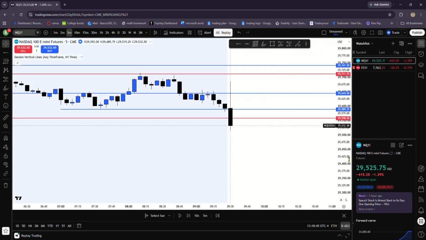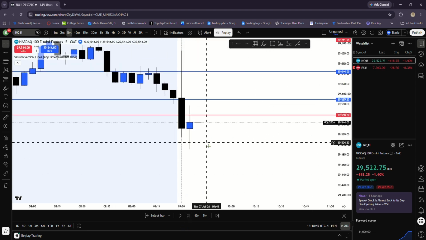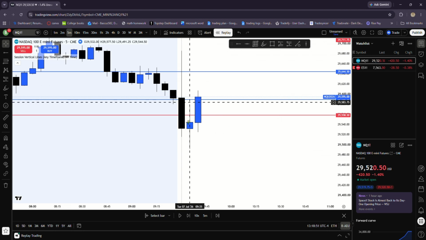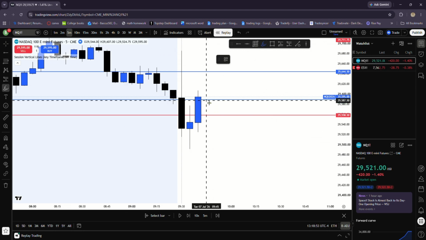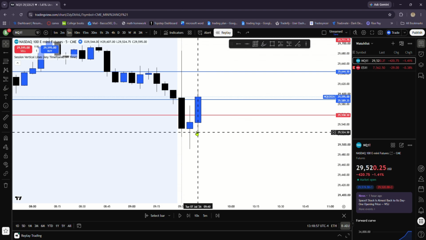So at this point, I'm like, all right, bet. We're probably going to want to go back up. And what happens? We end up going back up. We have a reversal at this point. This is what we would call an early reversal. Why? Because it happened at 9:40.